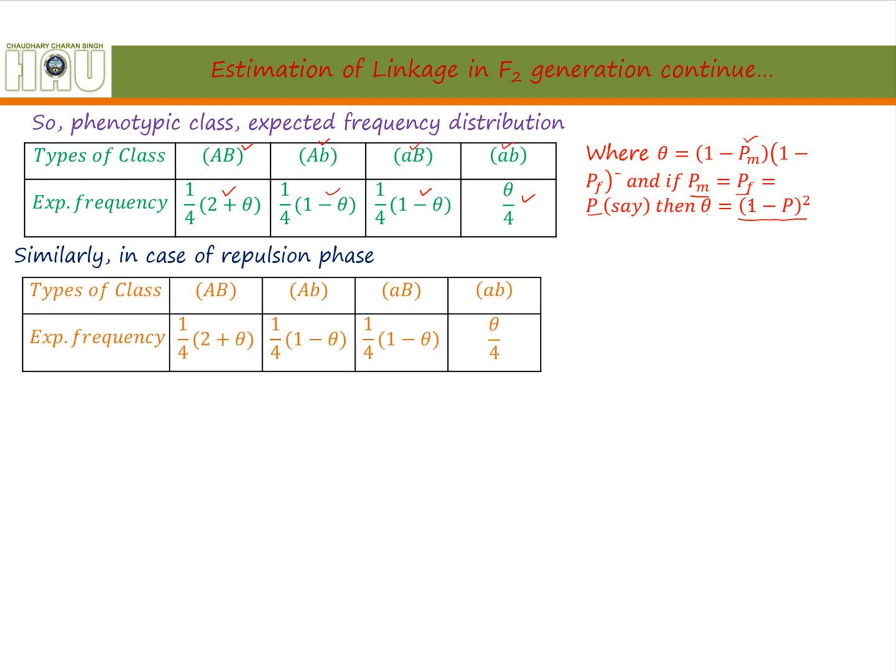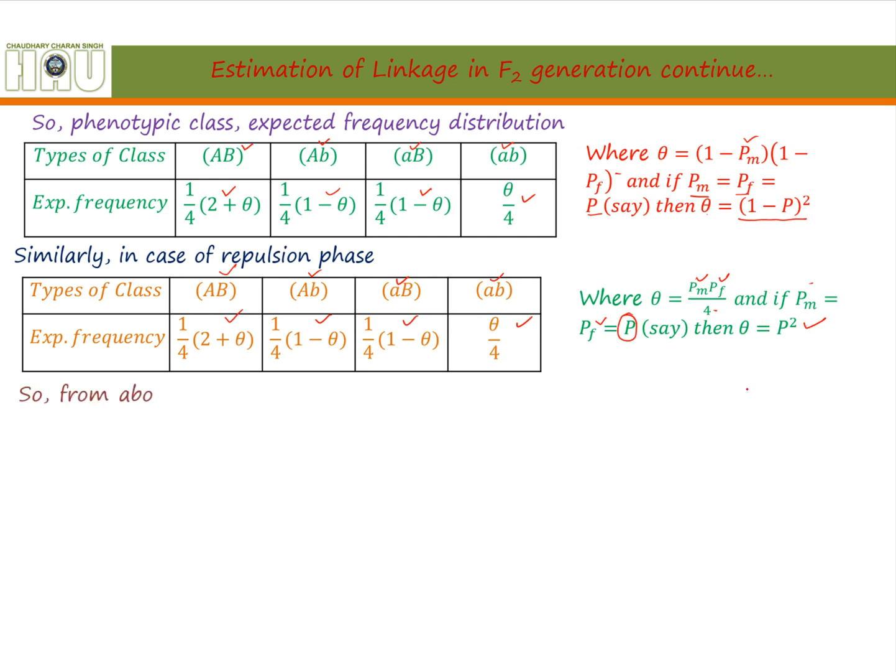Similarly, in case of repulsion phase, what happens? Again we will consider four classes: AB, capital A small b, small a capital B, and small a small b, and their expected frequencies are as usual these. Here, theta is taken as the product of PM and PF. And again, if PM is equal to PF, say equal to P, then theta will be equal to P square.